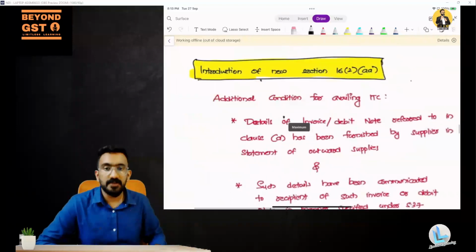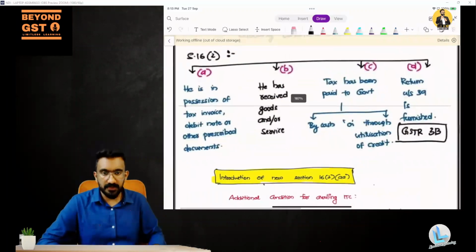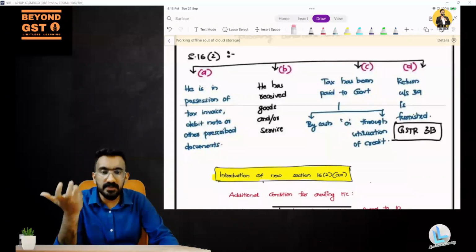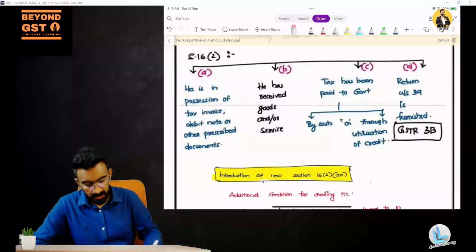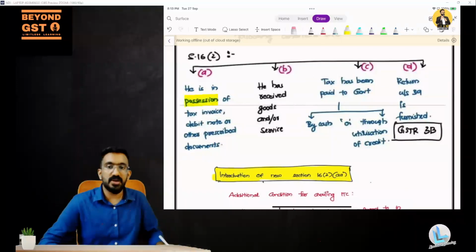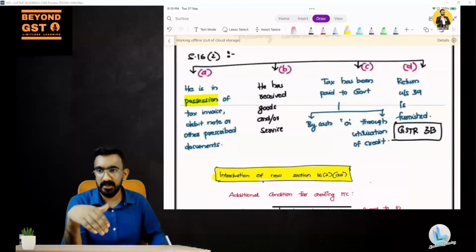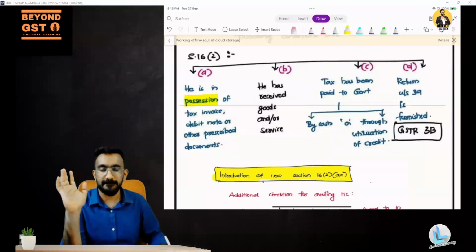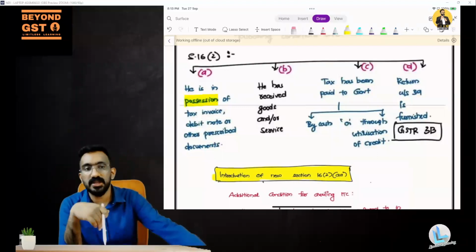Now let's understand the first 4 conditions. I will read the provision for you. You definitely have the notes; you can look at that as well. First one: he is in possession of a tax invoice, debit note, or other prescribed document. They are saying for any person to take ITC, they should be in possession. The word they have used there is in possession. The examination question might say Mr. Ram had purchased a certain product. He had the invoice, but he lost it, so the invoice is missing. Can he take the ITC of it? If the invoice is missing, can he take the ITC? The answer is no.